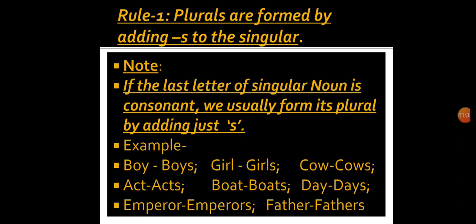Many plurals are formed by adding s to the singular. For this you should note that if the last letter of a singular noun is a consonant, we usually form its plural by adding just s. Example, girl. The plural of it is girls. See here, the L is a consonant. Similarly, boy, here Y is a consonant. So we just add s for making the plural, boys.